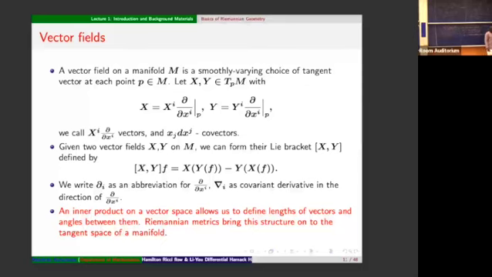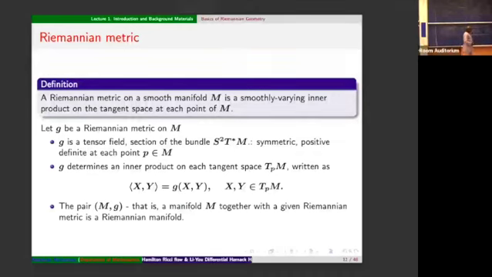We have not mentioned, we still have to mention Riemannian curvature. Okay, let's just move on because we have a lot of things to mention.